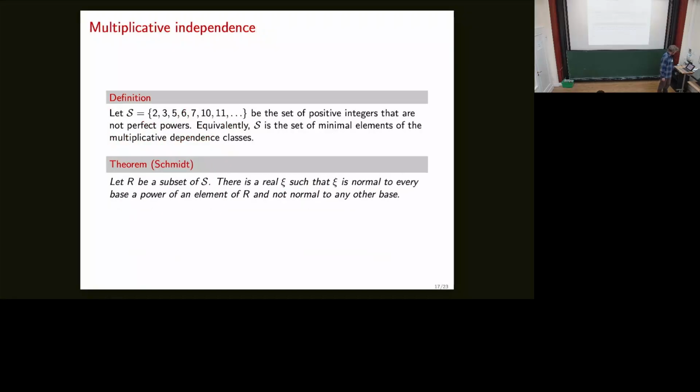And then Wolfgang Schmidt proved that that's it. That's the only constraint. If you let S be the set of numbers that are not perfect powers, and you take any subset R of S, there is a real that's normal to every base that's a power of an element of R, and not normal to anything that's not. So you can pick and choose for which bases you're going to look normal and for which bases you're not. And the only constraint is multiplicative dependence.